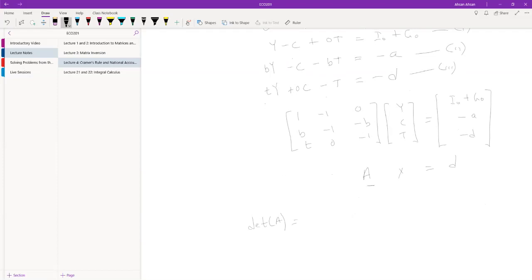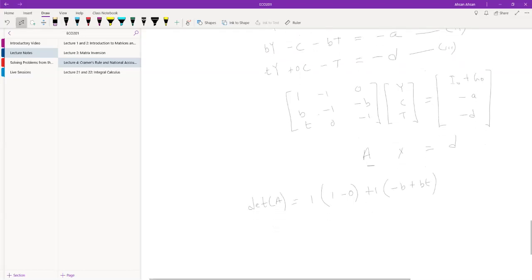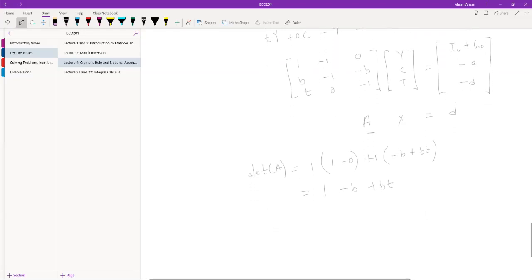We pick any row or any column. I'm going to pick the first row, which I usually do. And so what I get is 1 minus 0 minus minus, so plus 1 times minus B plus BT. So what I get is 1 minus B plus BT. This is the determinant of A.